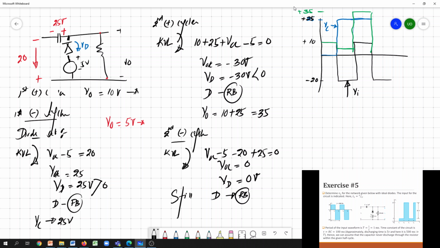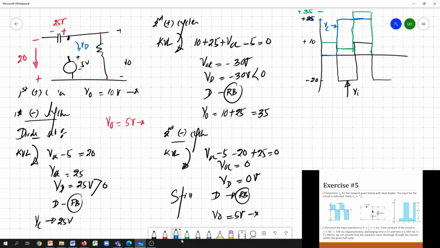So then we can replace the diode with the open circuit element. So then the output would be, so this is open. Now if we apply Kirchhoff voltage law across this RC circuit, we have 20 plus V out equals 25. So then V out is simply 5 volts.